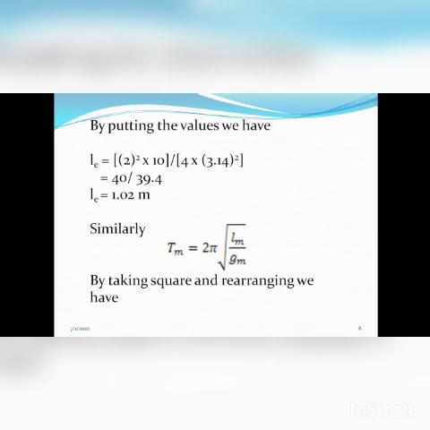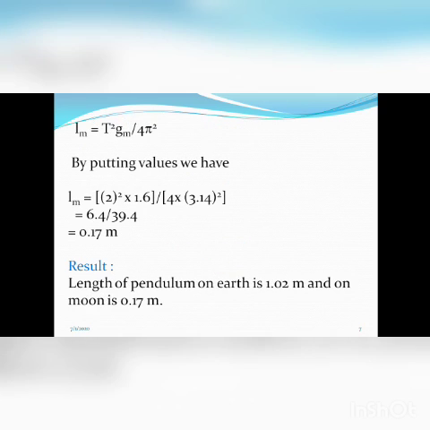Similarly, we will use the same formula, but we will mention Tm in the subscript for the time period on Moon. So by taking square and rearranging, we have the expression Lm, that will represent the length on Moon, is equal to T square Gm over 4 pi square. By putting the values, we have 0.17 meter as the length on Moon.